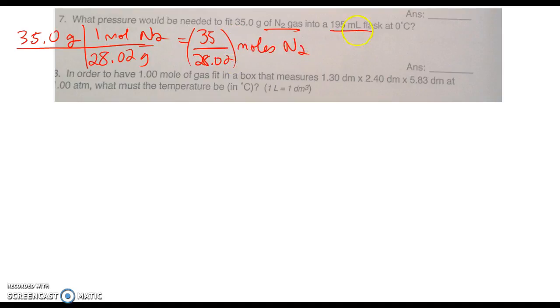All right? And then my volume is 195 milliliters. Well, I have to change that to liters, 0.195 liters. 0 degrees C is 273 K, isn't it? I'm going to stop here and pick up in the next, finish this one up in the next video.